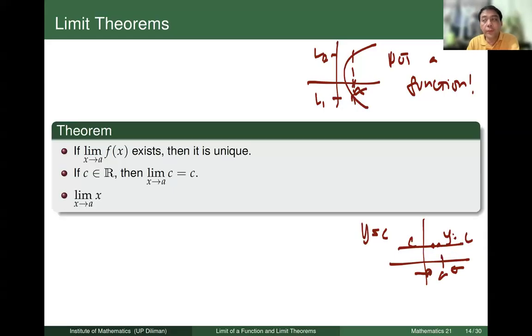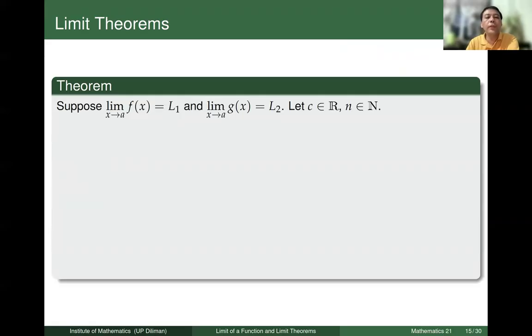Now, what is the limit of x as x approaches a? If x is approaching a, then your function f of x equals x will also be approaching a. Since x is approaching a, the limit of x will also be a. So it's as if you just replaced it with the value.